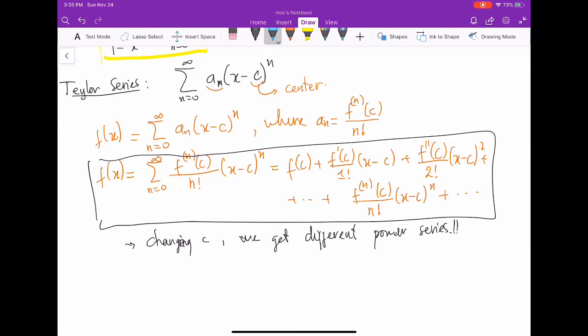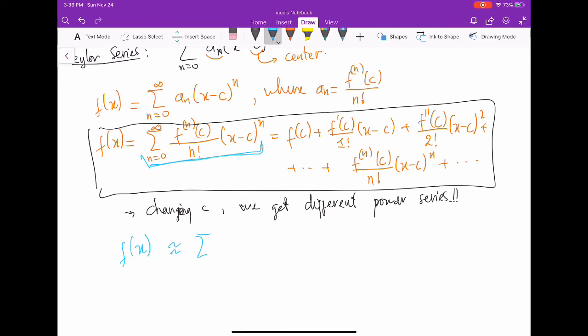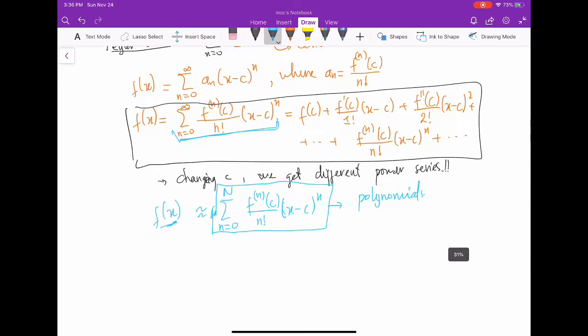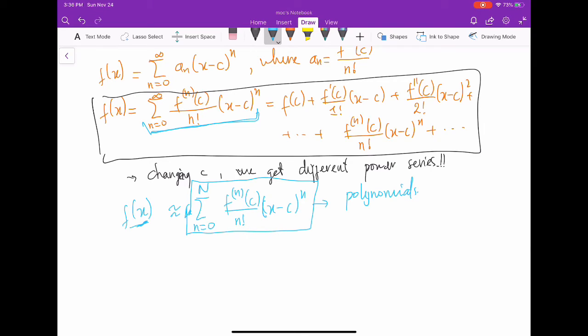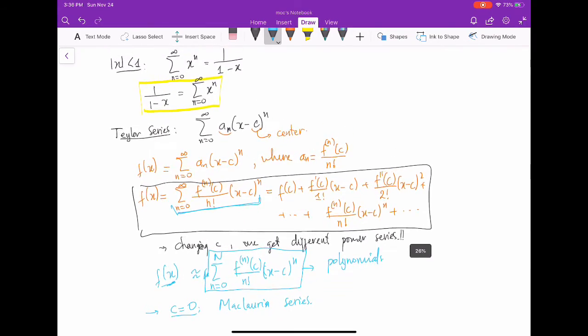Since you have an infinite series in here, if you cut this series at some n, I can write f(x) is approximately equal to the sum from 0 to n of f^(n)(c) over n factorial times (x minus c)^n. So basically you cut that and then you approximate your function by this part. Again, this is just a polynomial, and once you have polynomials, it's always easy to work with them. That's it. And if c is equal to 0, this series is called the Maclaurin series. It's just a special case of this. So this is the general theory about Taylor series and power series.